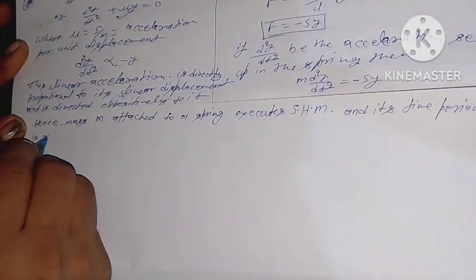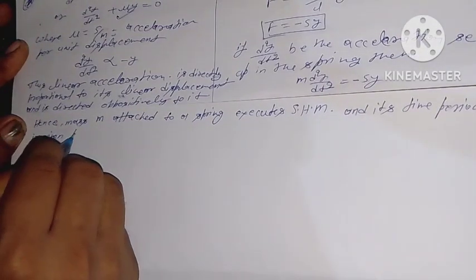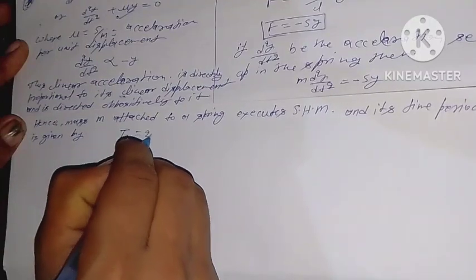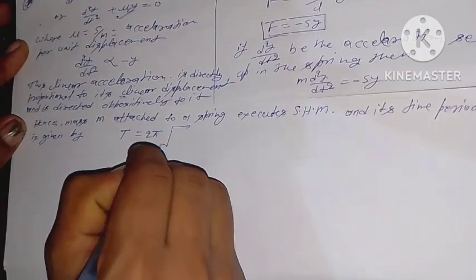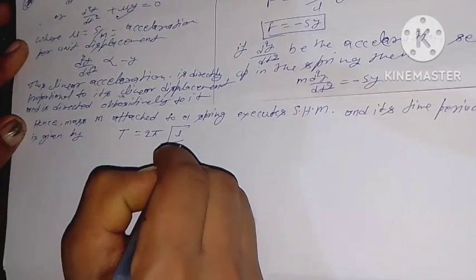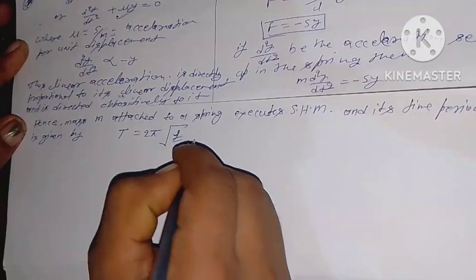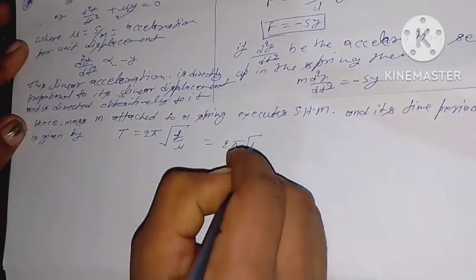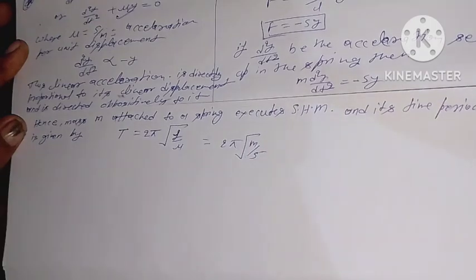T equal to 2 pi under root of 1 by mu, that is 2 pi under root of m by s.